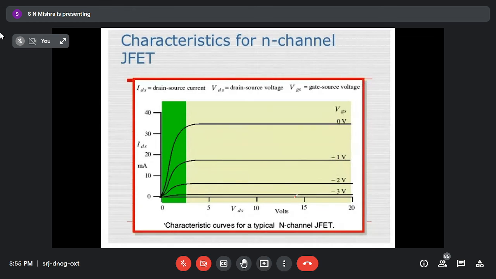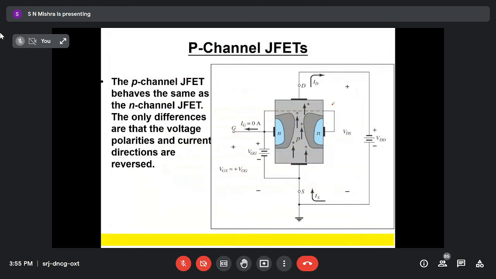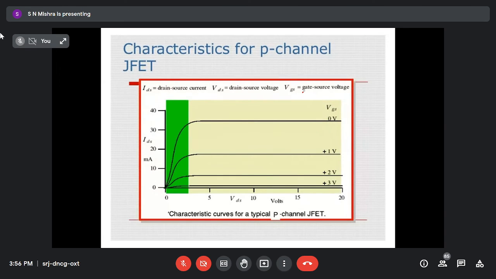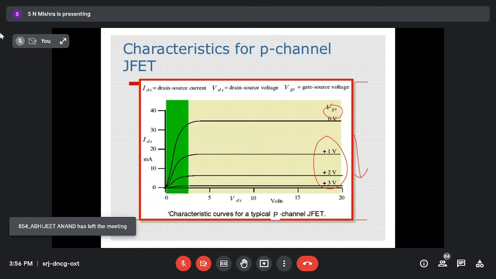Now this is for N channel. For an N channel, with negative VGS the current is reducing, and for VGS 0 I am getting maximum current. Now if you take positive voltage, P channel, then it is the opposite. Whenever we give positive voltage, the current will be controlled. Here you have to take a P type channel with an N type gate, and connect negative voltage to the drain so that holes will be attracted from source to drain. Then VGS will be positive, the current will reduce, and for 0 it gives you maximum current.